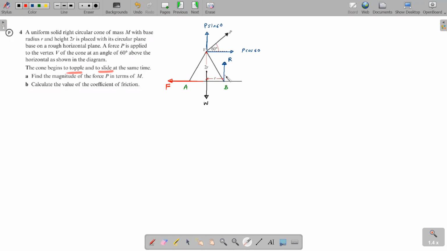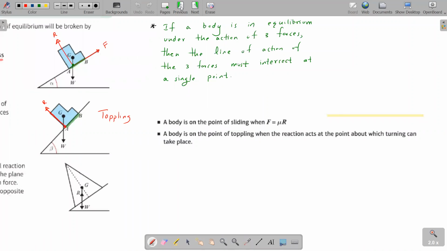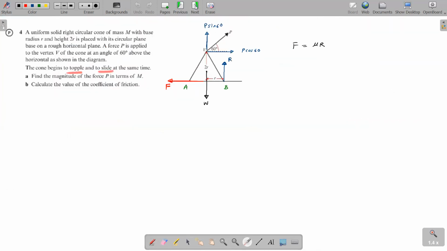So toppling is taken care of. But if you recall, what did they say? If the object is about to slide, they said the friction is equal to mu R, right? I think I did give you that note at the beginning. A body is on the point of sliding when F equals mu R. Can you see, guys? So that's the condition that needs to be satisfied here.